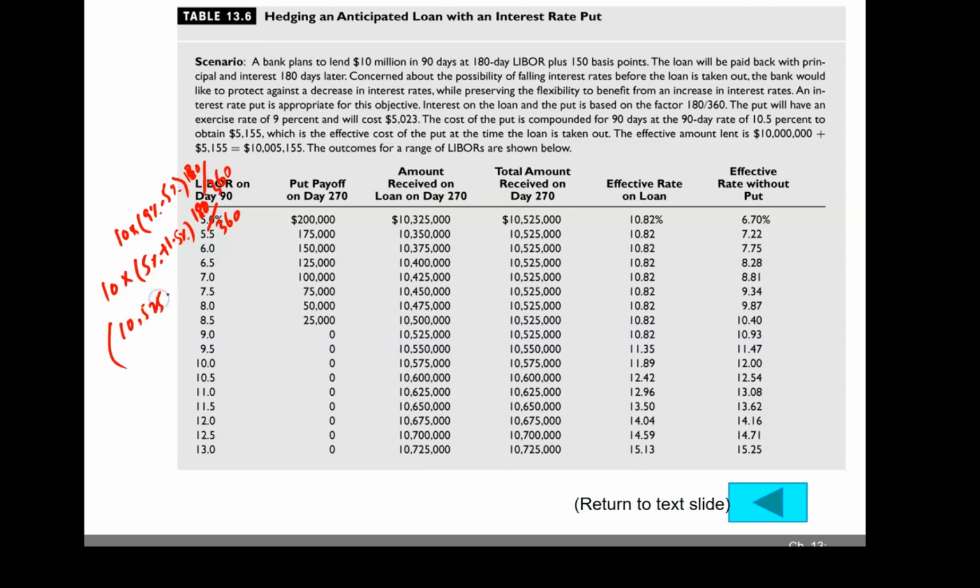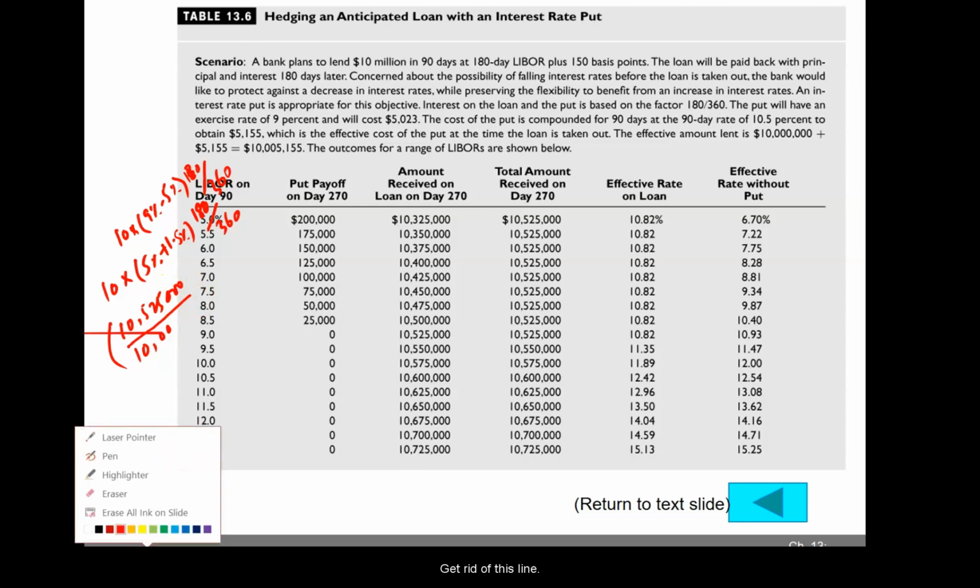So the effective rate here can be calculated using the amount we have here, 10.525 million. That is what the lender will receive in total at the end of the period, and the effective loan was 10.00. Let me just get rid of this line, and okay.